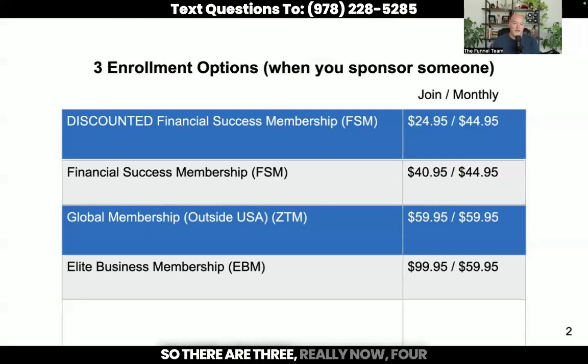So there are really now four enrollment options once you add in the myEcon global membership, but let's walk through them here. So you have a discounted FSM membership level, which is $24 to join, or really $25 to join, and then $45 a month. You have the regular FSM membership, and the one in front of that is basically just a discount, but it's the same membership. You get access to the same products, and I'm going to walk you through what these products are. So the regular FSM or financial membership level is $41 to join, and then $45 a month.